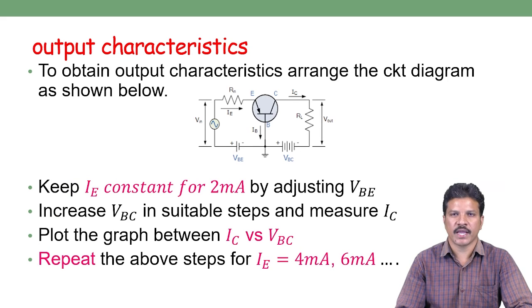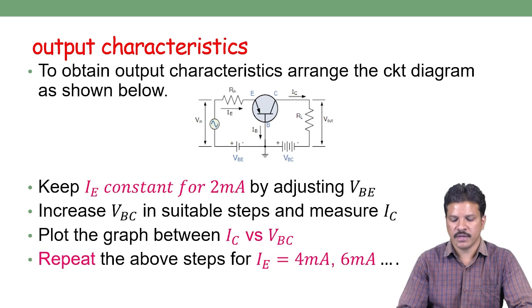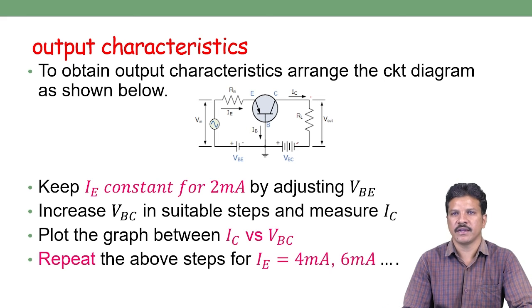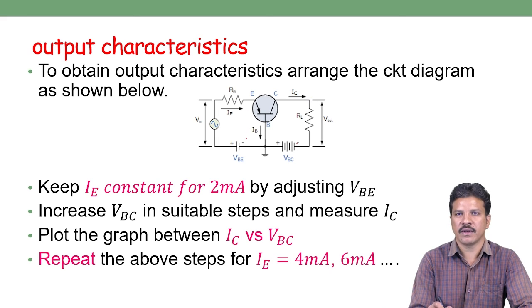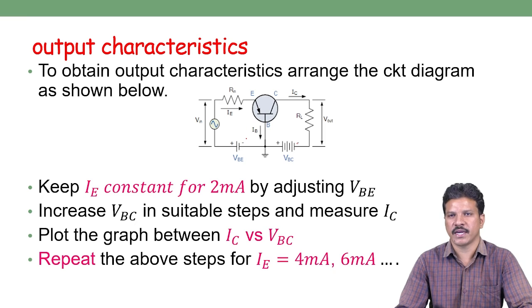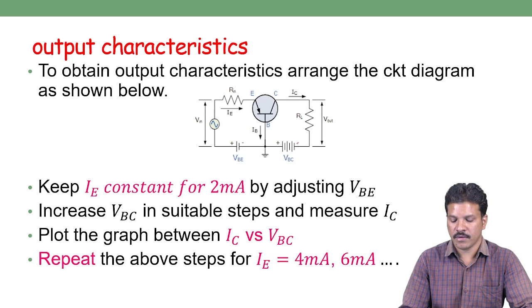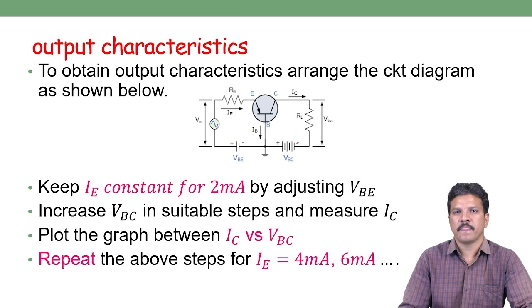Now we'll see the output characteristics. To obtain the output characteristics, the circuit arrangement is the same. Very simple: biasing input and input resistor, output battery, output resistor. To measure, voltmeters and ammeters are connected. To measure the output side, we connect the output voltmeter and ammeter.